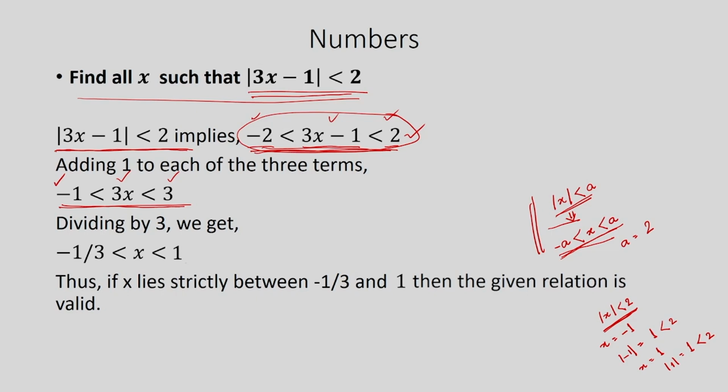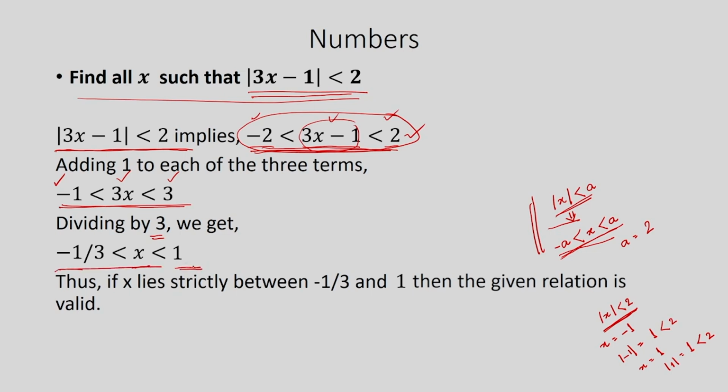In the next step, we divide all these 3 terms again by the number 3. The purpose of doing this is that we want to get x in the middle term. If we divide 3x by 3, we get x as the middle term, but the first term and the third term will also get divided by 3. Therefore, the first term becomes minus 1 divided by 3 and the last term becomes 1.